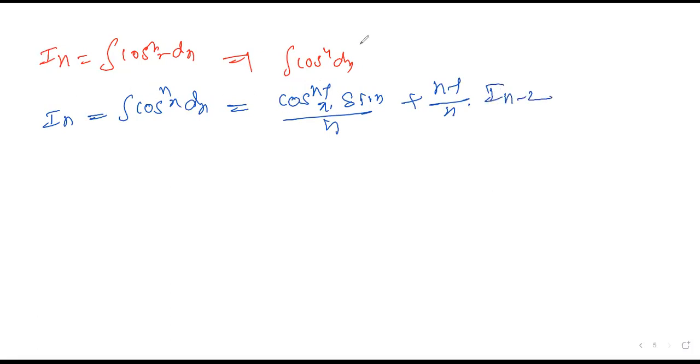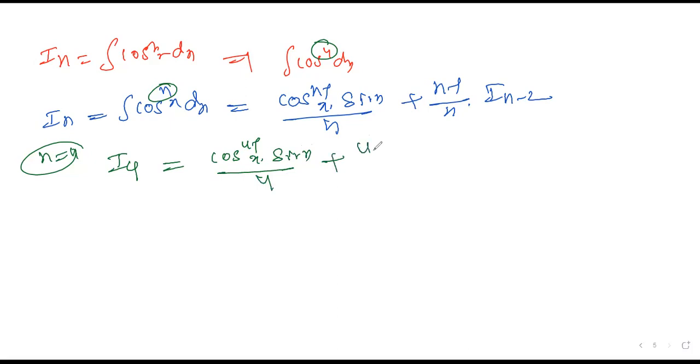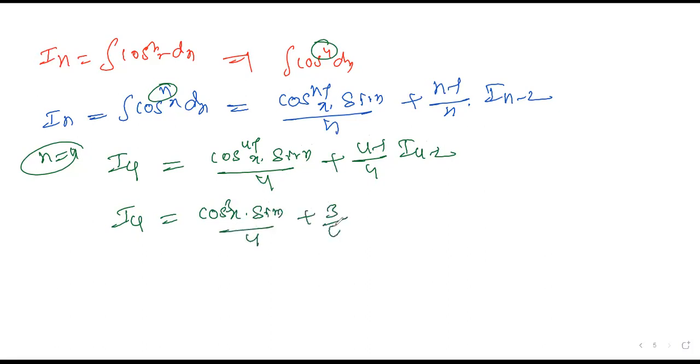So the powers we are going to make. The requirement is n is equal to 4. So your assumption is n equal to 4. You substitute in the answer. So I_4 is equal to cos^(4-1)x into sin x by 4 plus (4-1) by 4 into I_(4-2). So I_4 is equal to cos cube x into sin x by 4 plus 3 by 4 into I_2. Till clear? So 4 minus 2 becomes 2. Okay, we got till here, I_2 is clear, no doubt at all.